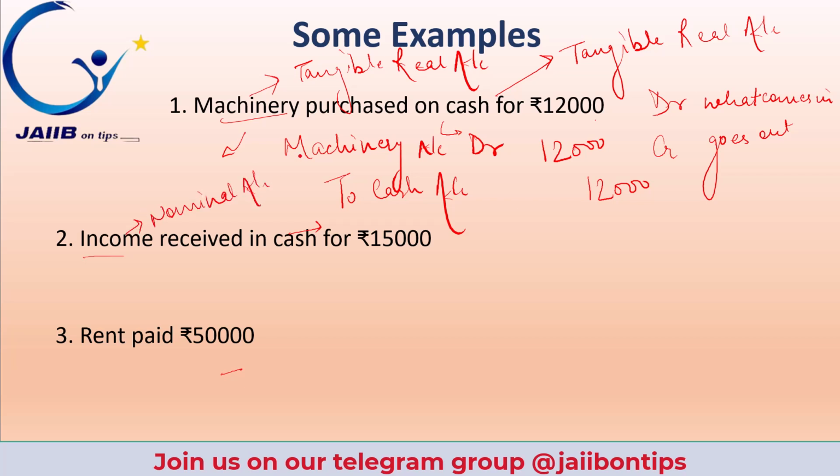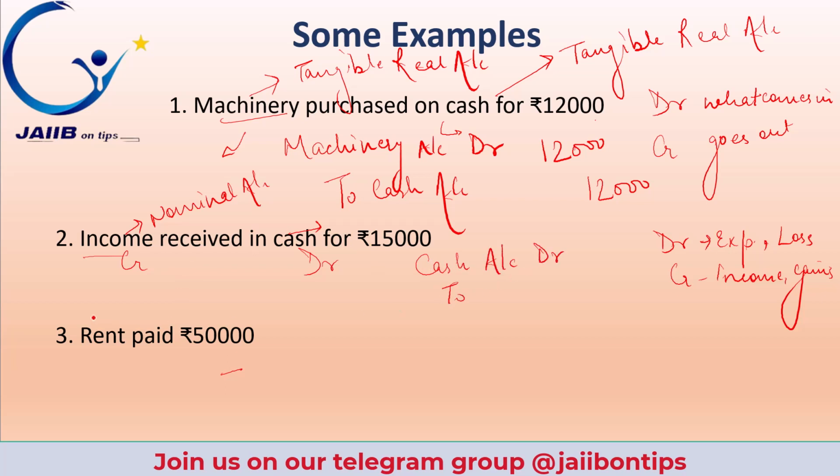Right? Now nominal account says debit all the expenses and losses and credit all income and gains. Remember? So income is credited and cash is coming in, right? So cash will be debited because debit what comes in. So cash account will be debit to the income account for the rupees 15,000.